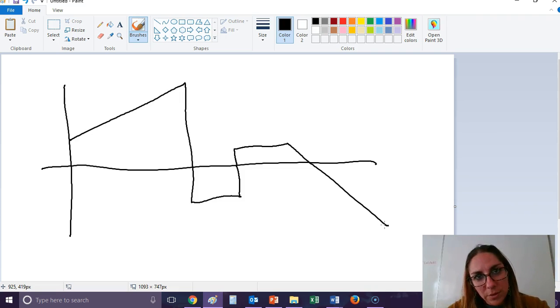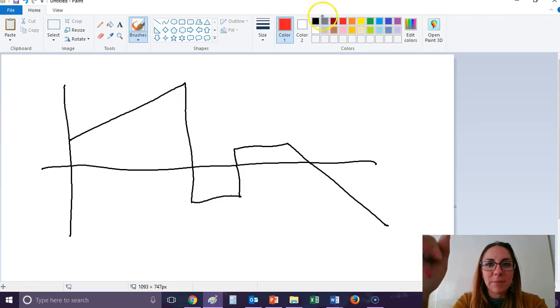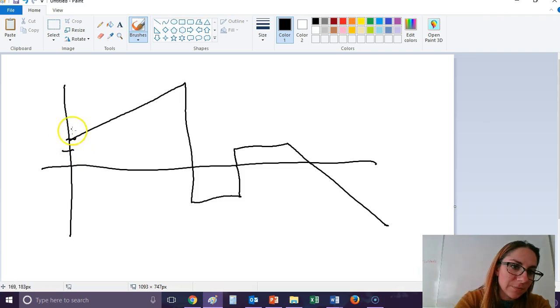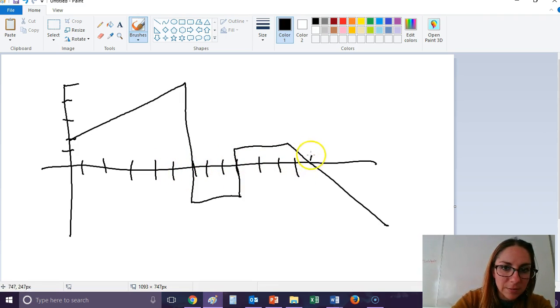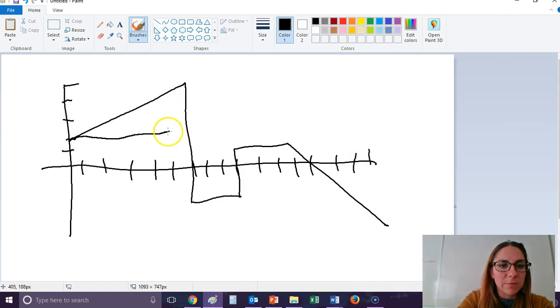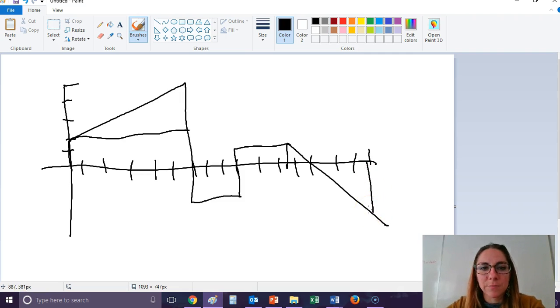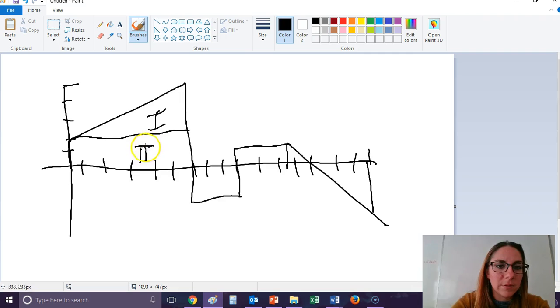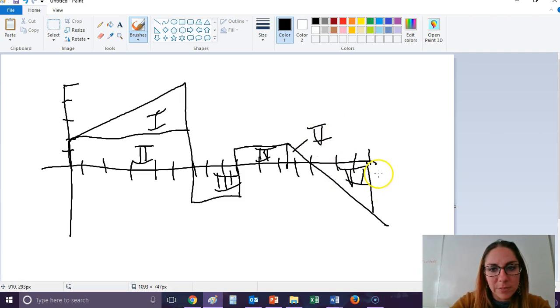This is really complex. Sorry. But if I put some values to this, 1, 2, 3, 4, 5, 1, 2, 3, 4, 5, 6, 7, 8, 9, 10, 11, 12, 13, 14, 15, 16. It will look something like this. So I would break it down into shapes like that. I'd find the area of part 1, part 2, part 3, part 4, part 5, part 6.